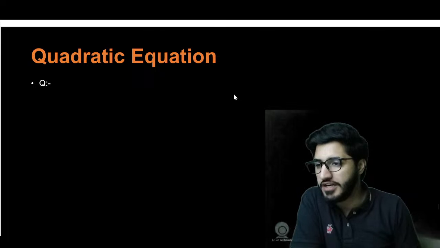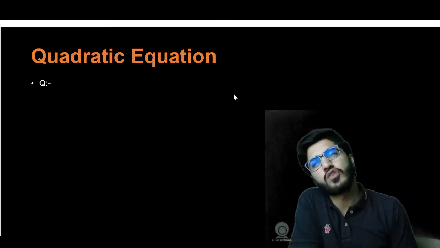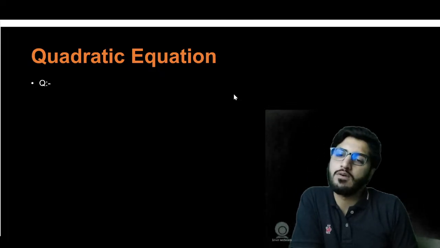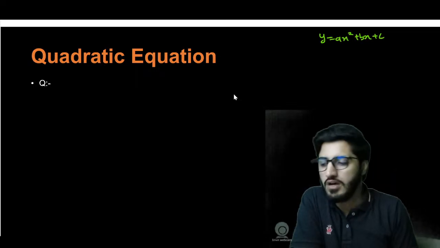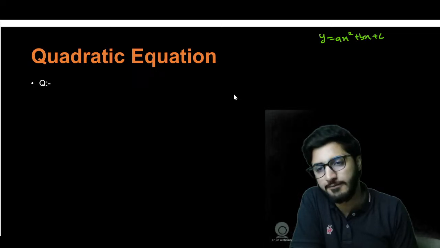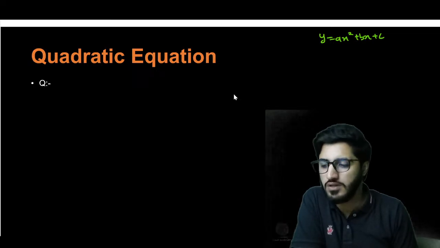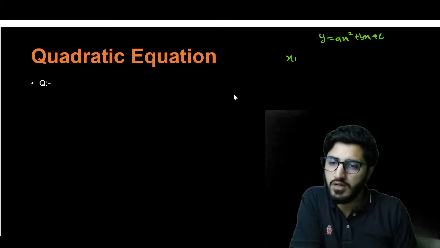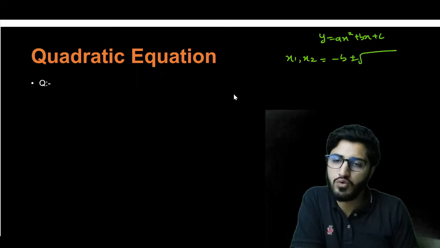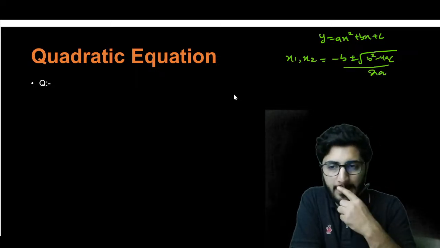Now we are having quadratic equations. So we know that the quadratic equation is basically y is equals to ax square plus bx plus c. How we can get the roots out of it? That means x1 and x2. So basically my x1 or x2 are the roots or solution of it, and its value is minus b plus minus under root of b square minus 4ac divided by 2a. Clear?